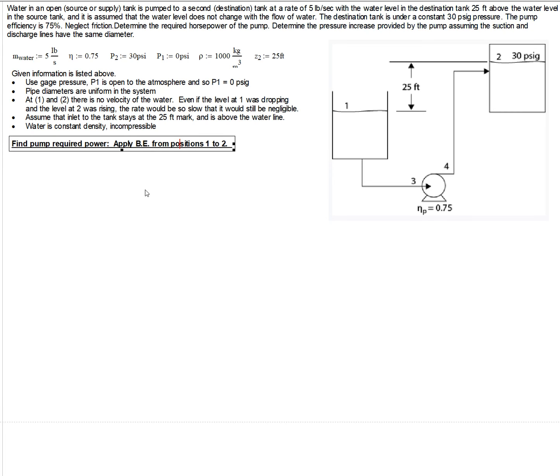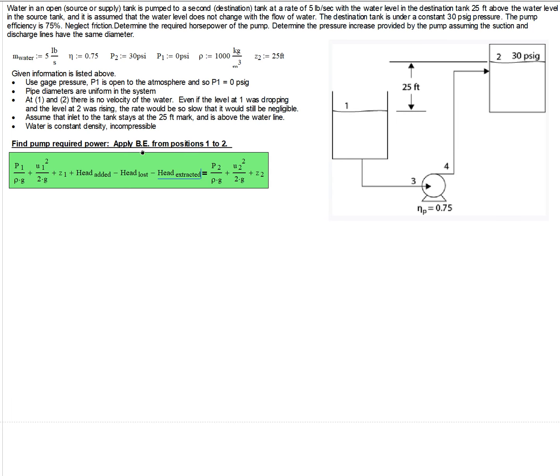So, all that, what do we want to find? First thing that we want to find is the pump required power. And to do that, we can apply the Bernoulli equation. There's several ways that we could apply it, but I think the easiest way is to apply it from position 1 to position 2. And so we bring over our general form of the Bernoulli equation, applied from position 1 to position 2, and here is our Bernoulli equation.